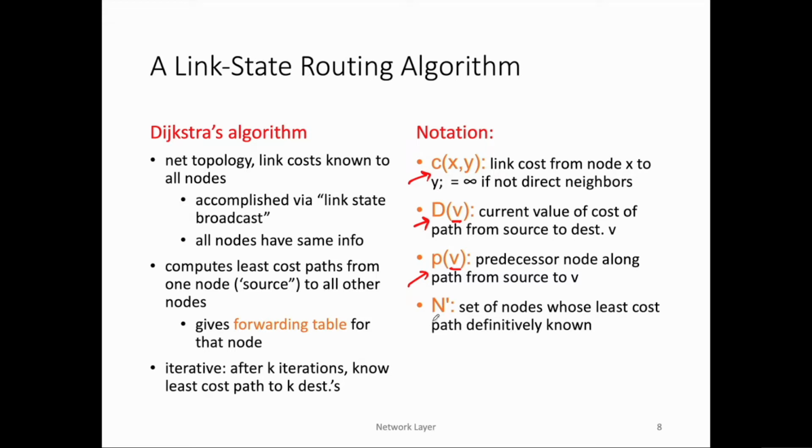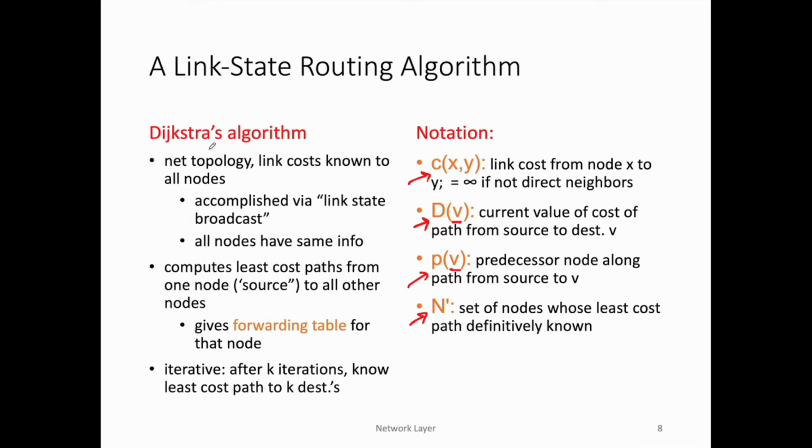So N is a set of nodes that includes all the nodes whose least cost path has been calculated using Dijkstra's algorithm, right? So in Dijkstra's algorithm, the network topology and the link costs are known to all nodes. And how is this accomplished? For that, we send link state broadcasts, which means we broadcast the link state information. So all the routers will have the same information, right?